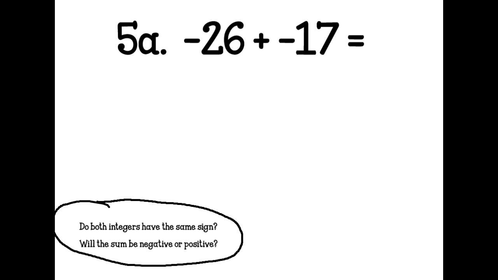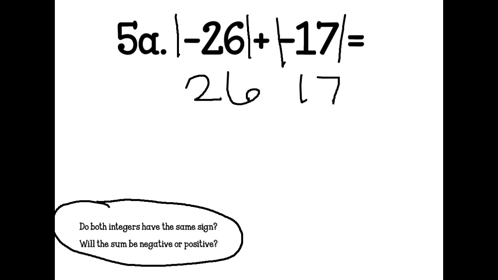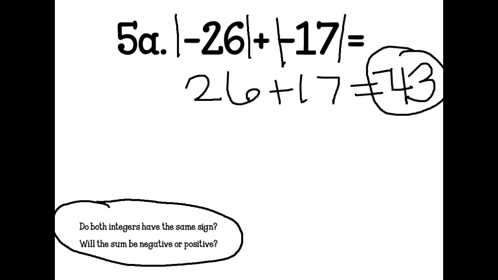So do both integers have the same sign? They do. That means I'm going to add their absolute values. So I'm going to take negative 26. Absolute value is 26. Absolute value of negative 17 is 17. And I'm going to add those. 26 plus 17 is 43. Now, will the sum be negative or positive? Well, if they're the same sign and they're both negative, my answer is going to be negative. So I have negative 43 as my answer.